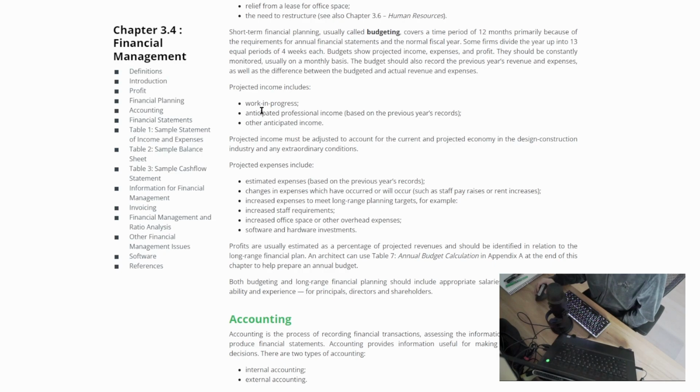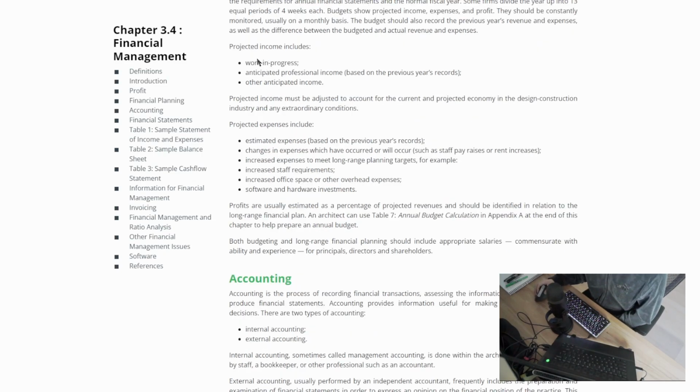Projected income includes work in progress, anticipated professional income based on previous year's records, other anticipated income. Projected income must be adjusted to account for the current and projected economy in the design construction industry and any extraordinary conditions.